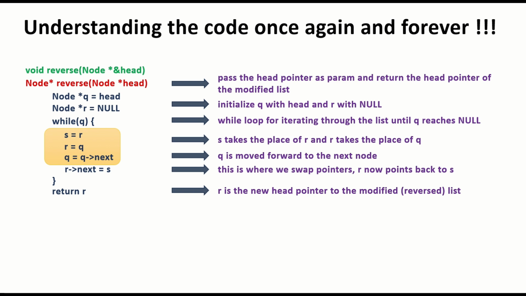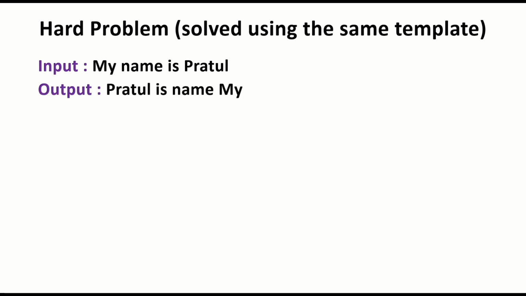And within the body, there will not be any changes except the last statement, since it is void and we cannot return anything. So what we'll do is we'll simply assign R to head, and that's it. We are done. Now let's look at another hard complexity problem, which we can solve using the same template. So let's say my input is "my name is Pratul", and the output that we demand is "Pratul is name my". However, there is a catch.